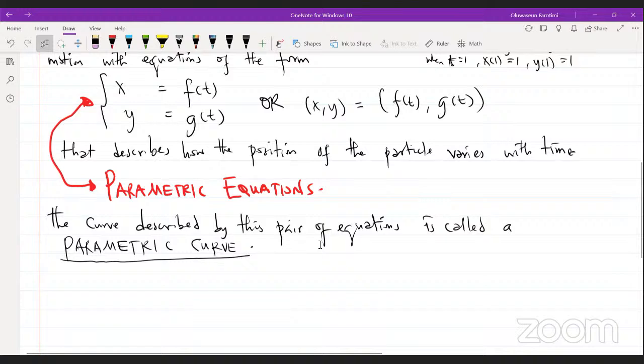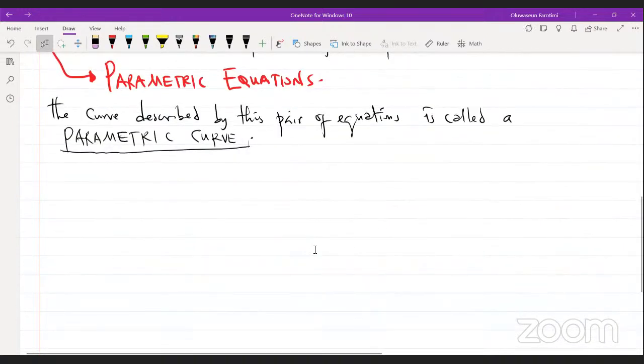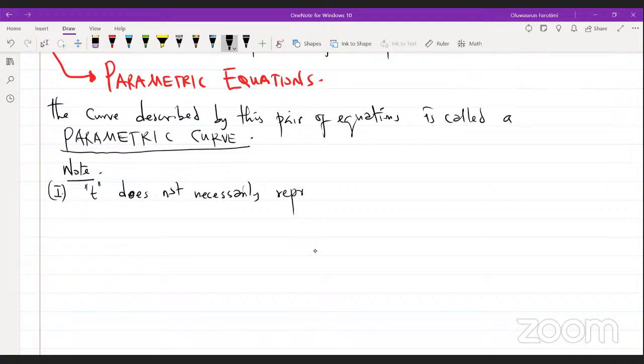Now, there are three important things to take note of, guys, when we're talking about parametric equations. So let me write notes. Number one is that the variable t does not necessarily represent time. Okay, t does not always represent time, so we can even use a letter that is different from t. We can use small s.